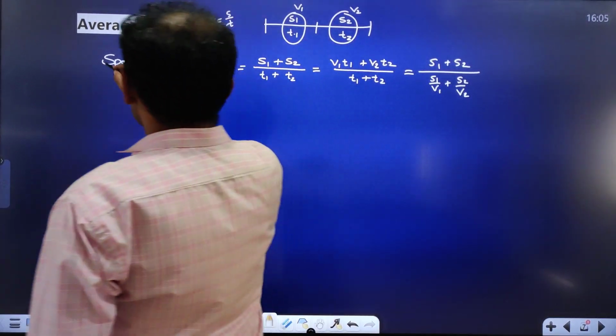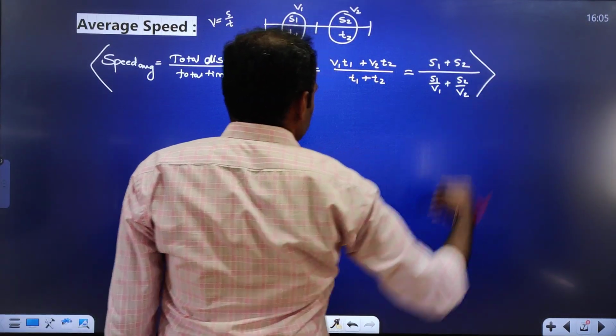We are writing average speed in terms of known terms by replacing unknown term, right?